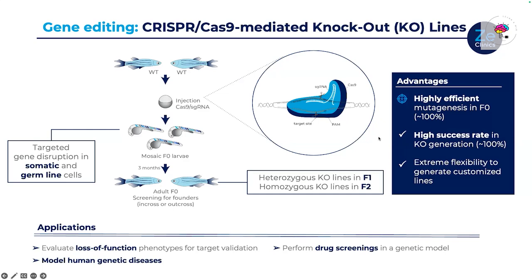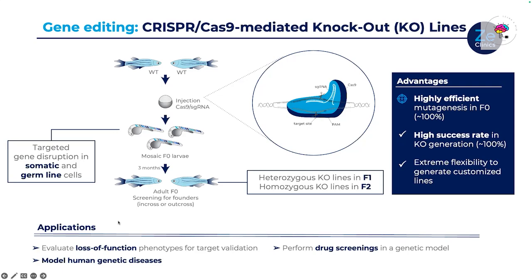And the advantage of this system is that it's highly efficient, so we really can get up to 100% mutation rate. And with the proficiency that we have gained over the years in the zebrafish community, we can obtain around 70% founder fish after an injection.